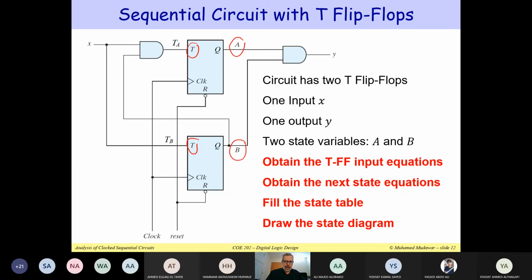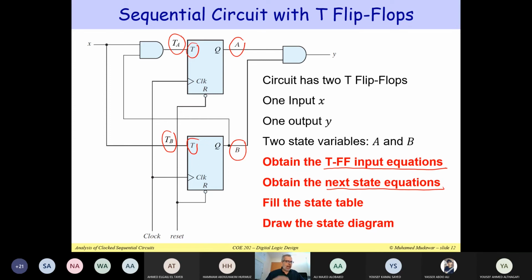So what I really need to do is obtain the equations at the inputs of the flip-flops. So these are called the T flip-flop input equations. So I need to obtain TA and TB. And then once we have the equations for TA and TB, we can obtain the next state equations. Now, the next state equations are not the same as the input equations. In the case of D flip-flops that we have seen in the previous 2 examples, the next state equation is identical to the input equations.